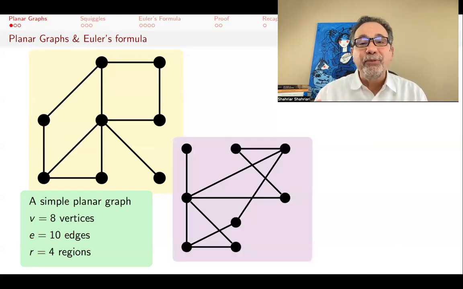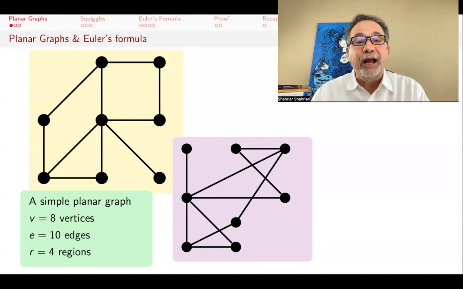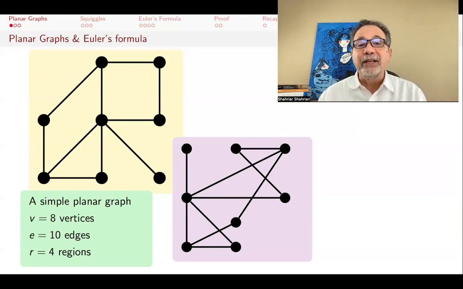I could have drawn the same graph in a more complicated way, in a way that the edges do cross. That doesn't make this graph not a planar graph. This graph continues to be a planar graph because a planar graph is one that can be drawn in the plane without the edges crossing.